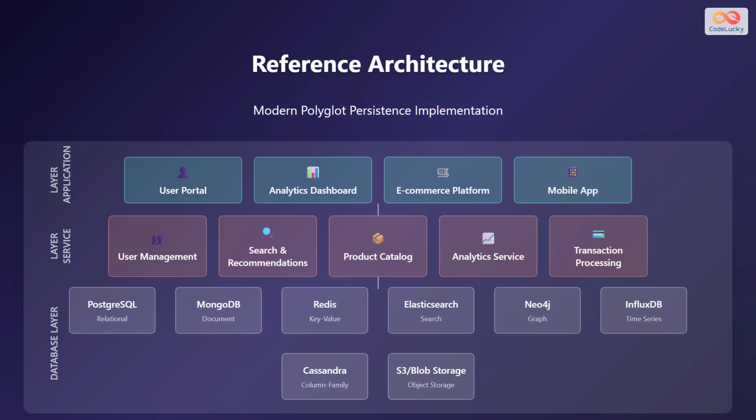At the very bottom of this diagram, we have the database layer. This layer consists of PostgreSQL, which is a relational database, MongoDB, which is a document database, Redis, which is a key-value store, Elasticsearch, which is a search engine, Neo4j, which is a graph database, InfluxDB, which is a time series database, Cassandra, which is a column family database, and Simple Storage Service or blob storage, which is an object storage.